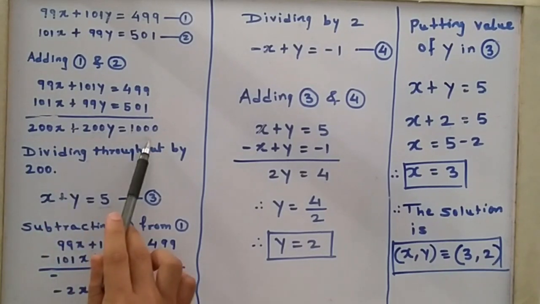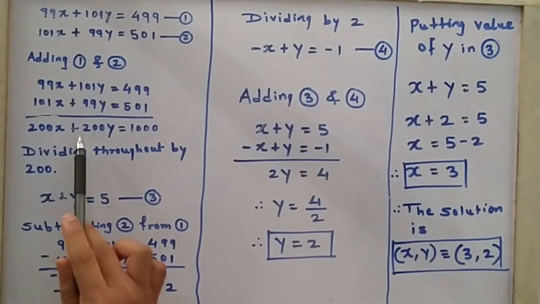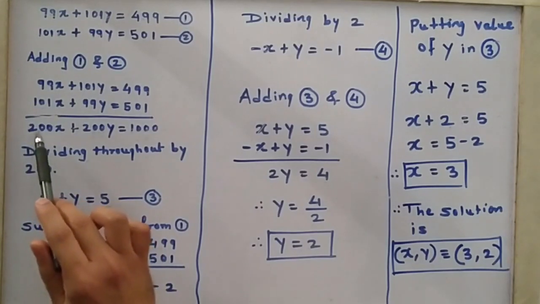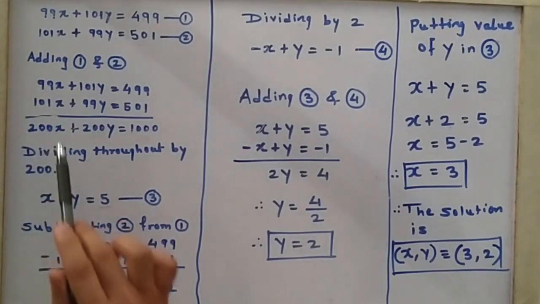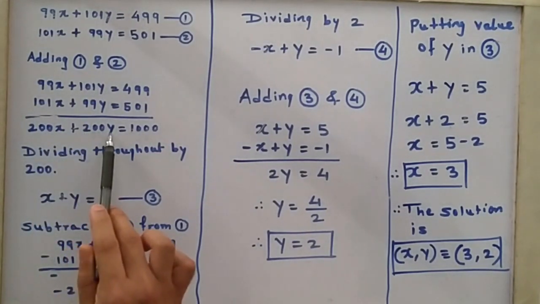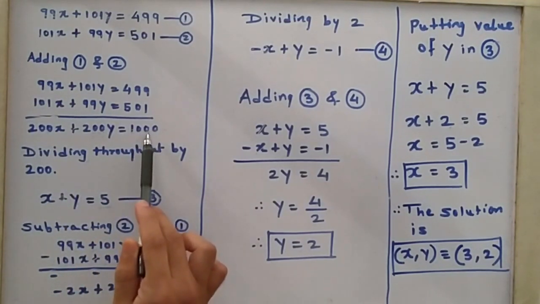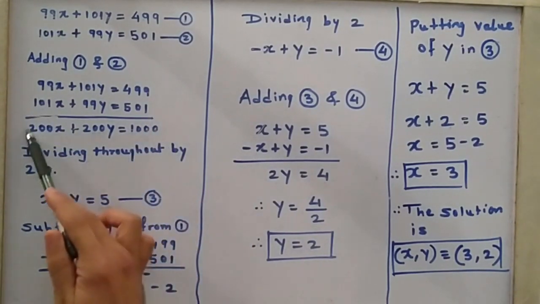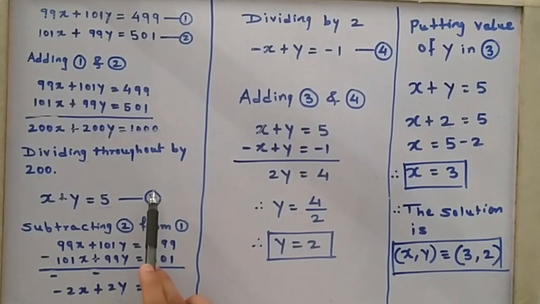If you see this equation, we can divide by 200 on both the sides. So 200x divided by 200 becomes x, 200y divided by 200 becomes y, and 1000 divided by 200 becomes 5. So the reduced form of this equation is x plus y is equal to 5. We will name this equation number 3.